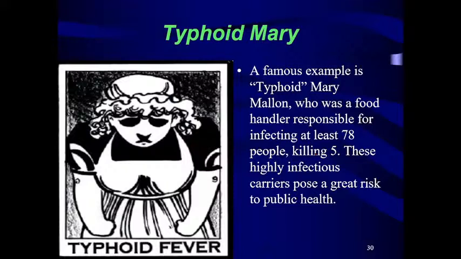The famous Typhoid Mary is a famous example. Mary Mallon was a food handler responsible for infecting at least 78 people, killing 5 of them. These highly infectious carriers pose a great risk in public health. That's why all food handlers have to be routinely examined, both stool and blood analysis, just to make sure that they're not infectious.